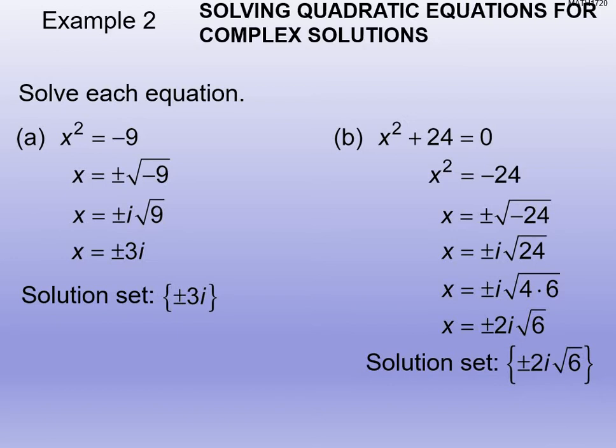All right, so if we write both of these as solution sets, because there's two answers, that's why we write it as a solution set. So this one will be plus or minus 2i square root of 6. The first one will be plus or minus 3i.